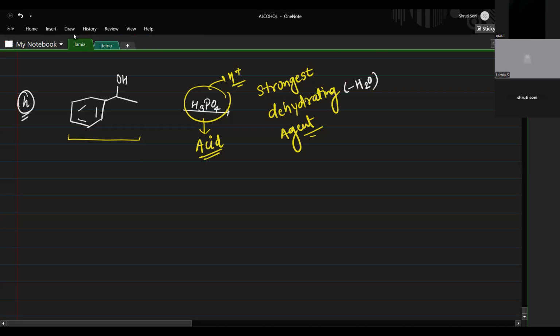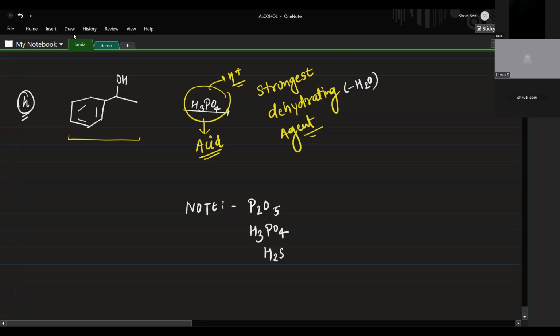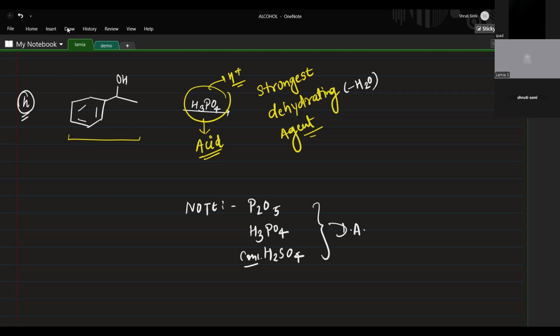So H3PO4, and there is one more reagent you can also write down. You can take a note that P2O5, H3PO4, and concentrated H2SO4, all of these work as dehydrating agents. Okay, you can take a note for this part.